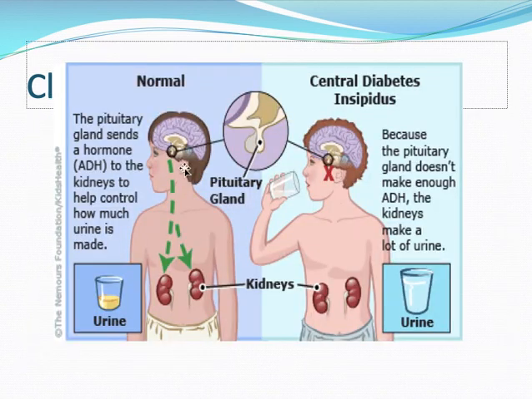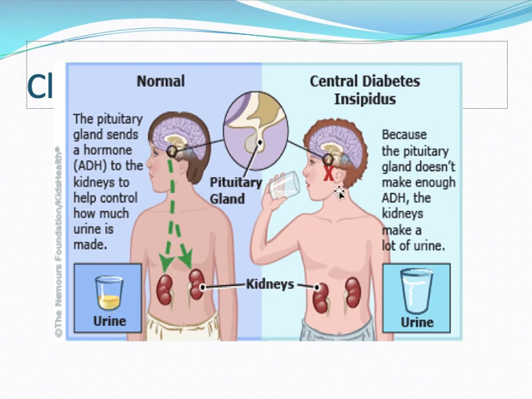So you can see this one in normal people. What happens is the pituitary gland sends a hormone called ADH to the kidneys, which helps in controlling the urine which is formed. The urine is concentrated, dark, and lesser in amount.